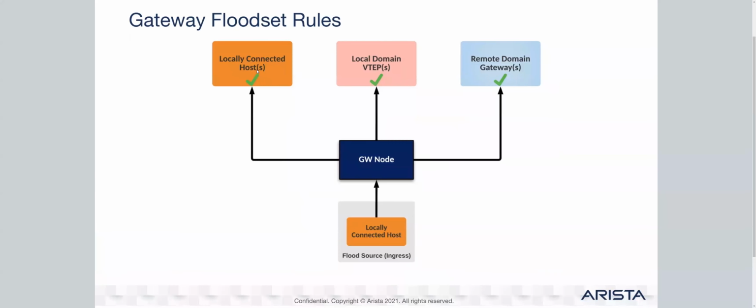This is important because it actually feeds a set of rules here, right? So we have the locally connected host sending in a broadcast, and then it floods out to other locally connected hosts, local domain VTEPs, and remote domain VTEPs. Okay. But what if it comes in from a local domain VTEP? Then there's a check to say, okay, I should not flood this out to other local domain VTEPs. At best, it's a duplicate broadcast. At worst, it's a loop. So we don't do that. But it will go to remote domain gateways, and it will flood out to locally connected hosts.